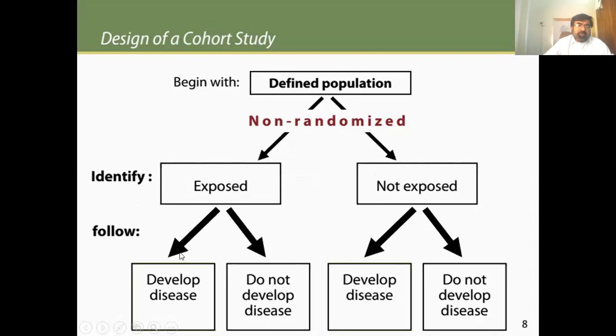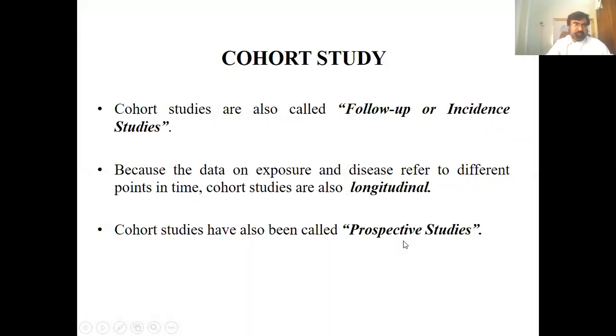This will further be divided into two groups, whether these people exposed to a certain factor develop a disease or do not develop it. Some of the people develop the disease, some of the people will not develop the disease. And for not exposed people, there are also two possibilities: some will develop the disease and some will not develop the disease. Cohort studies are also called follow-up or incidence studies.